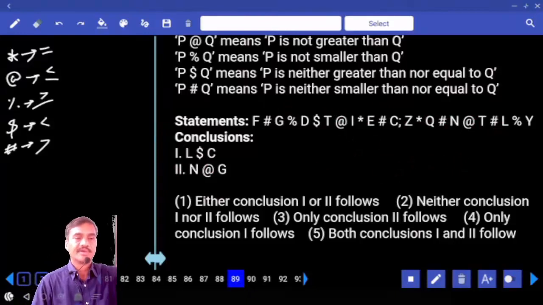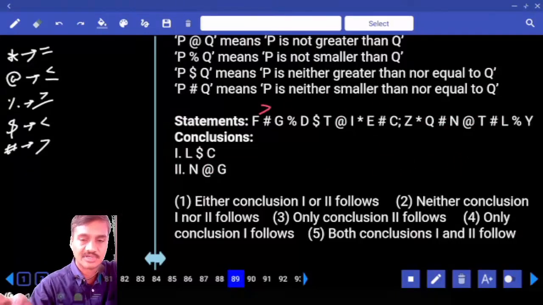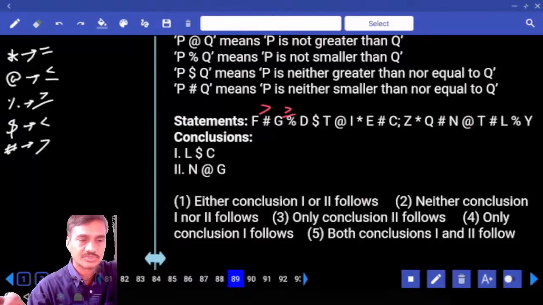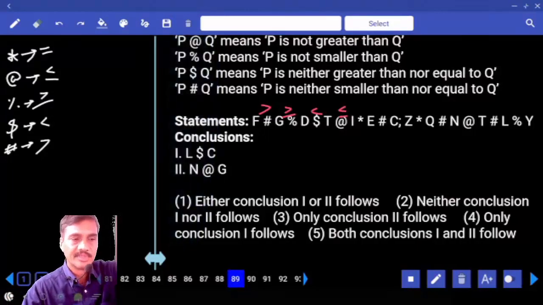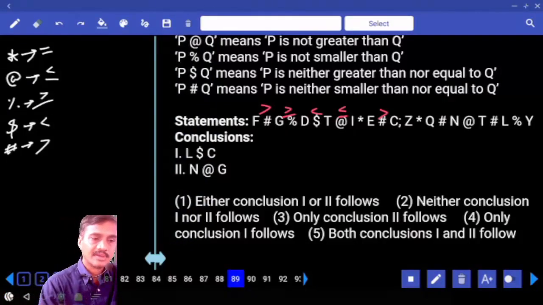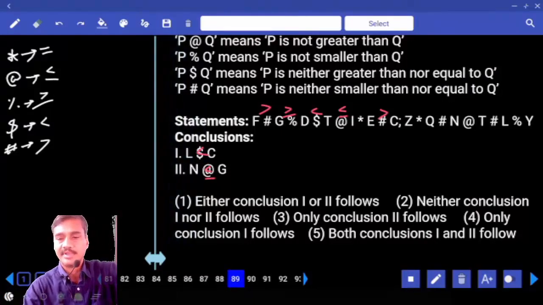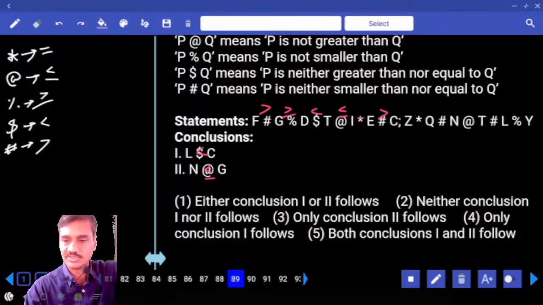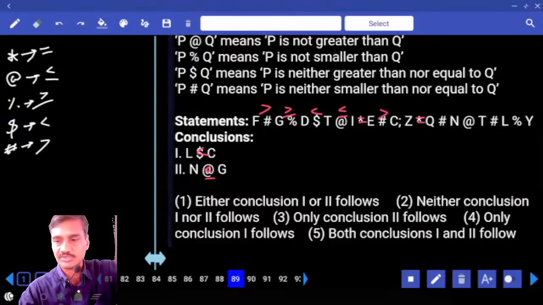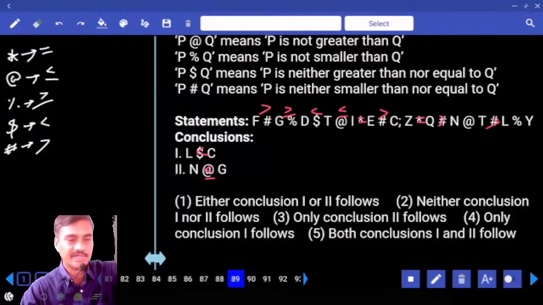Then 89. Now this hash stands for greater than, percentage is greater than or equals to, and dollar is lesser than, and at the rate of is lesser than or equals to. And the relation between L and C. And at the same time, star is equal to. Hash stands for greater than. At the rate of stands for lesser than or equals to. And percentage is greater than or equals to.